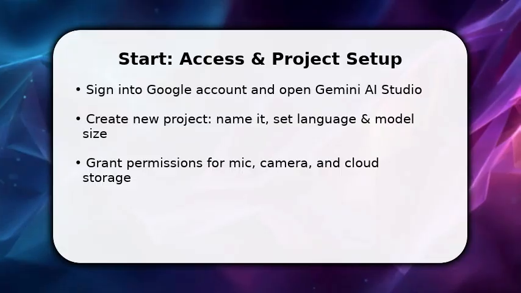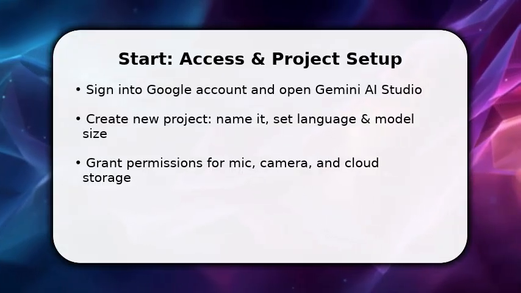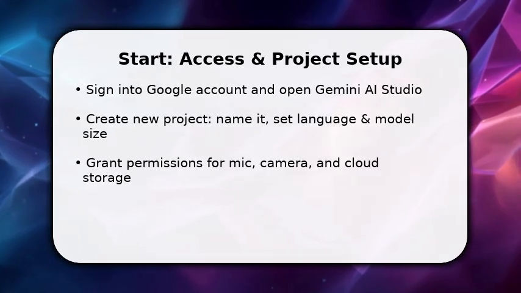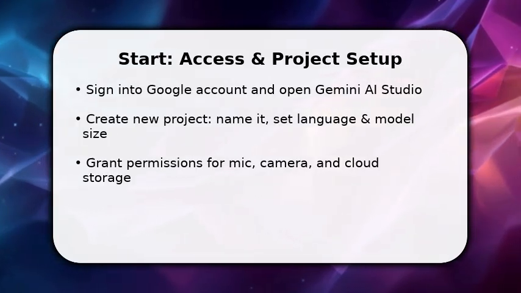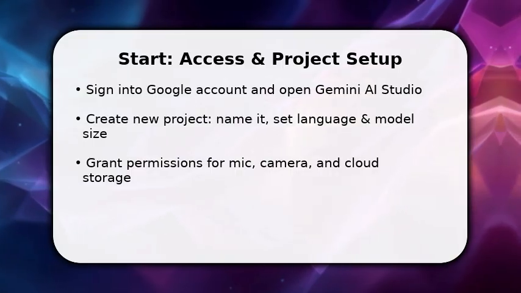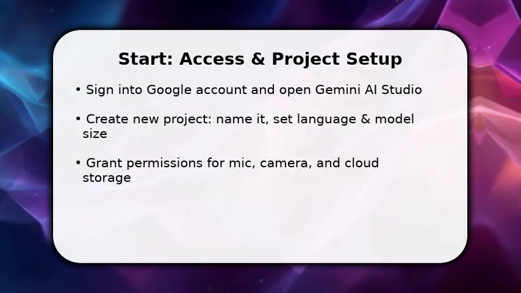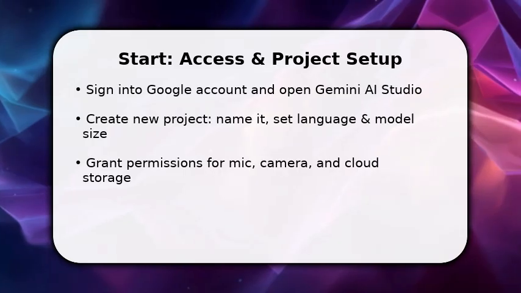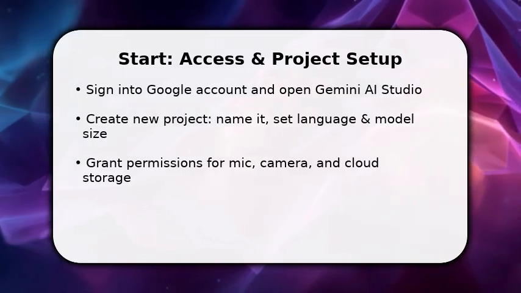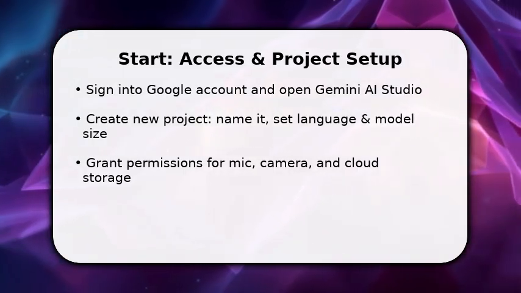Enjoy the video. You begin by signing into your Google account and opening Gemini AI Studio. Once done, create a new project and give it a clear name so you can find it later. Select the model variant that matches your needs, smaller for speed, larger for accuracy, and set the project's default language.